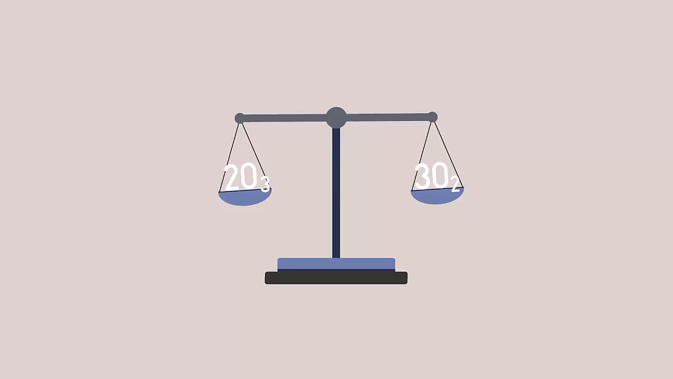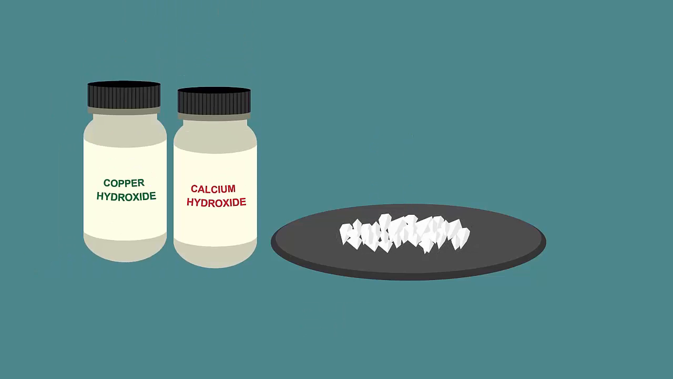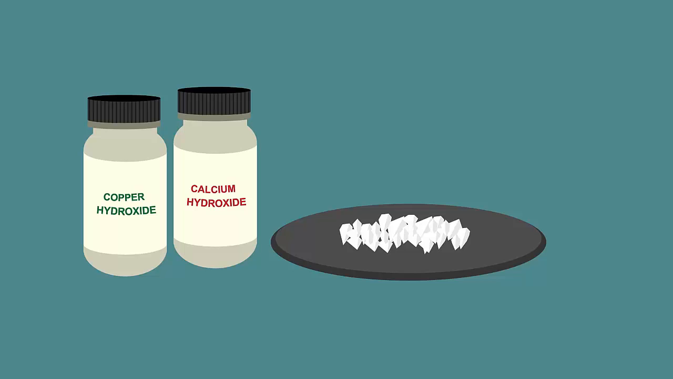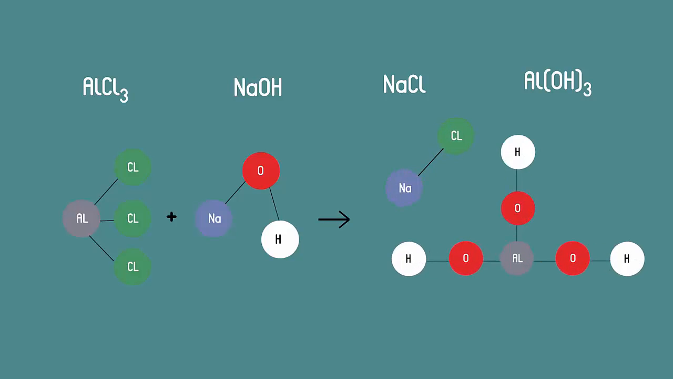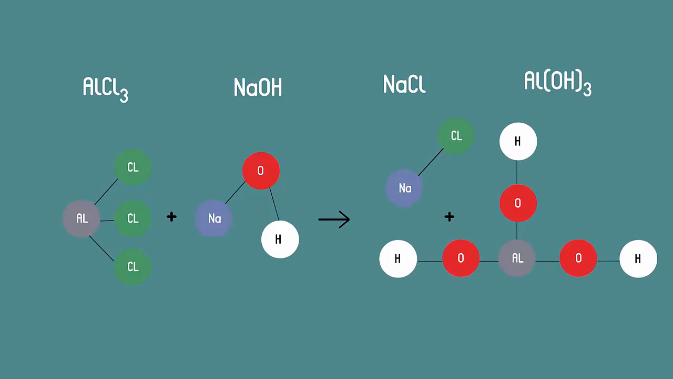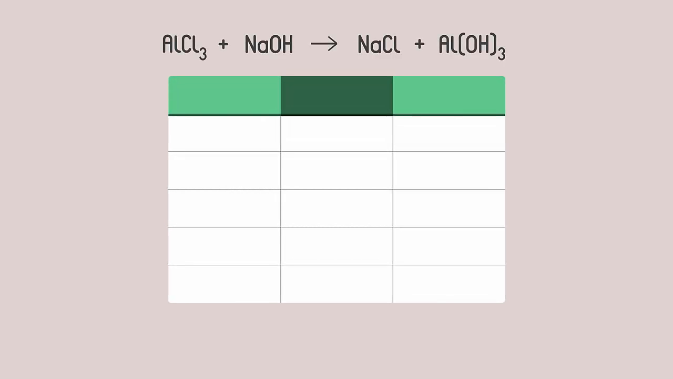Let's have a go at balancing an equation. Sodium hydroxide is a soluble salt, but most other hydroxides are insoluble. They can be made by reacting with sodium hydroxide, like this. A good way to balance an equation is to use a table to keep track of everything.